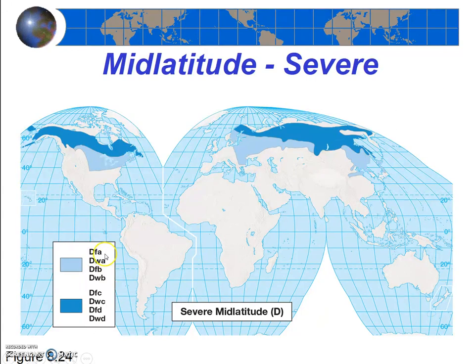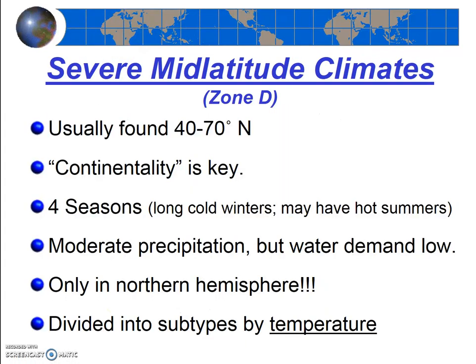But let's take a look at the third letter. Remember, the third letter deals with summer temperatures. Those here in the light blue either have a hot or a warm summer temperature, and those in the dark blue have a cool or a cold summer temperature. Here's a summary of what we've just discussed regarding our D climates. I encourage you to pause the video and take a look at this again.